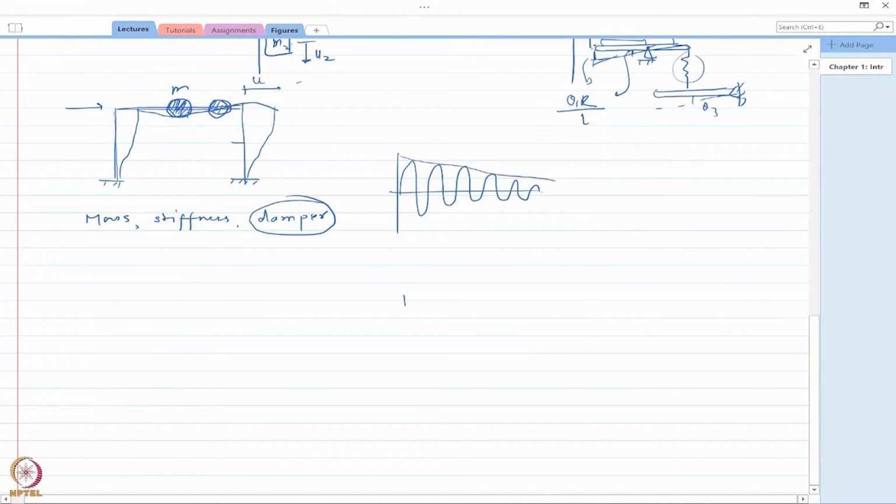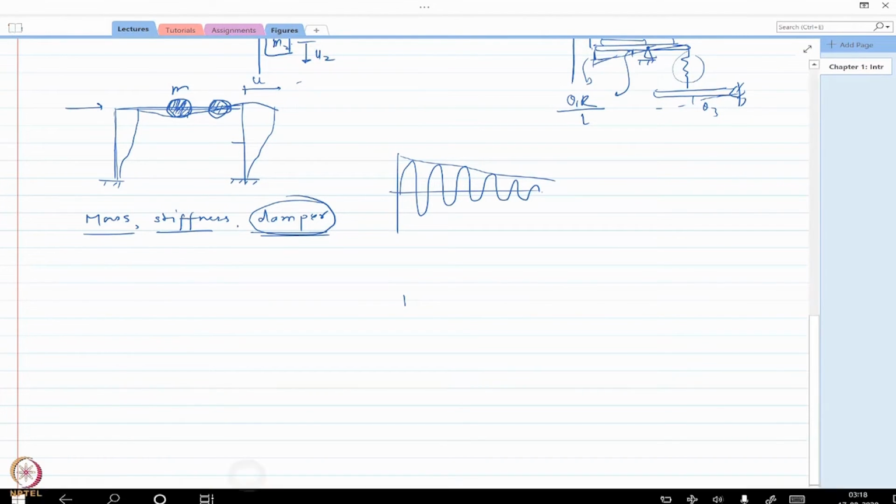Okay, so we have three components of this system, and we are going to see how we can derive the mathematical formulation for each of these three components. Let us see how we do that. The first representation we are going to talk about is for the stiffness.